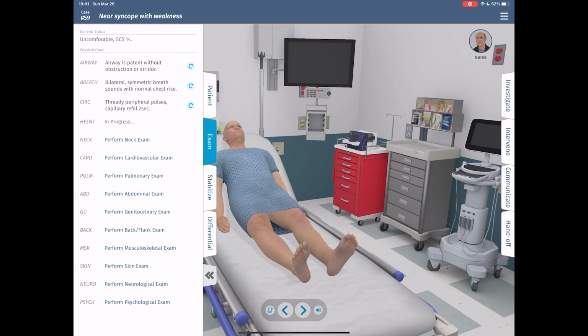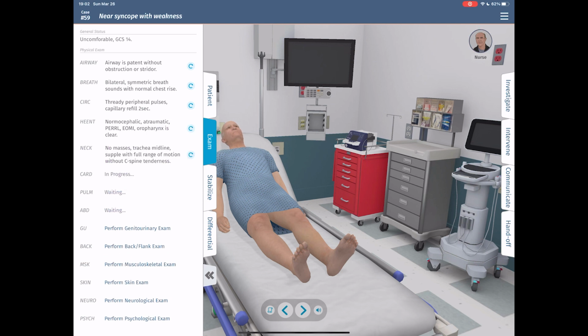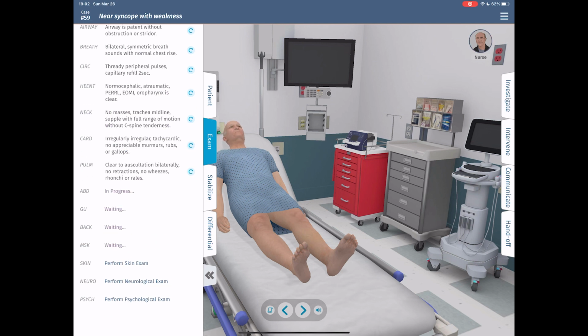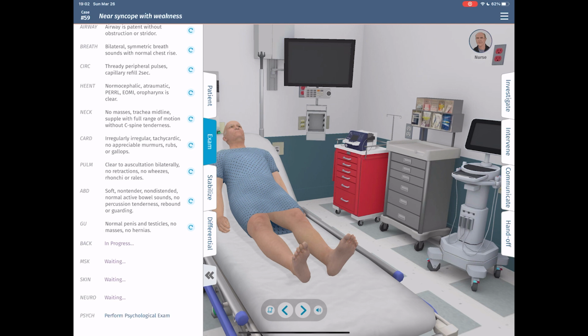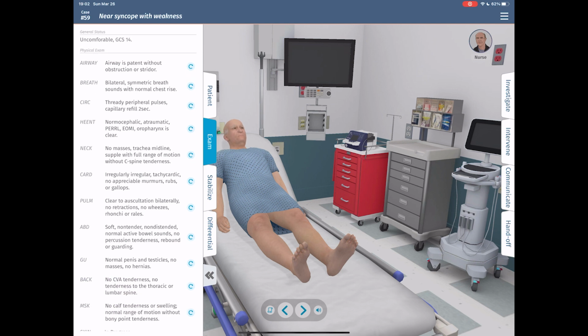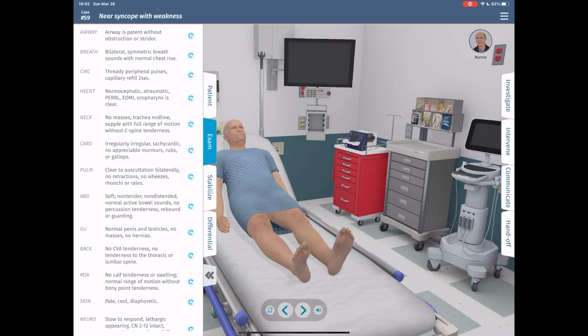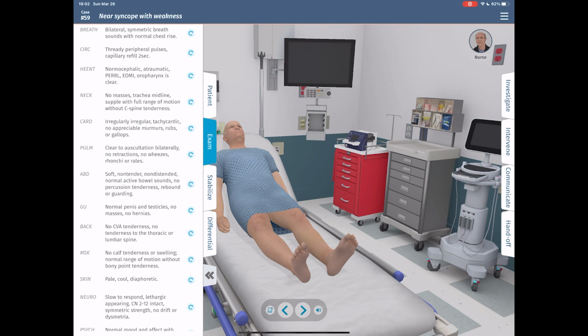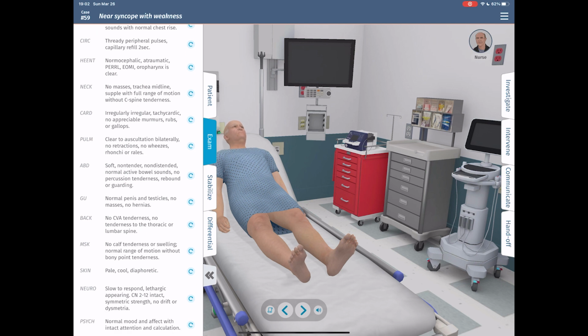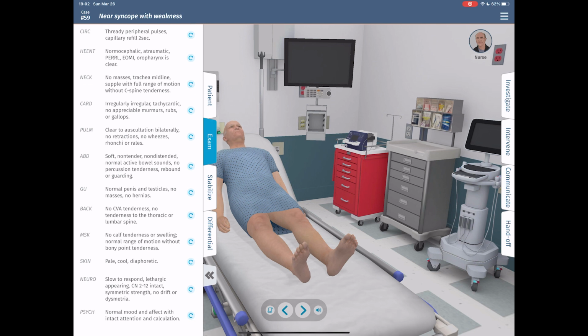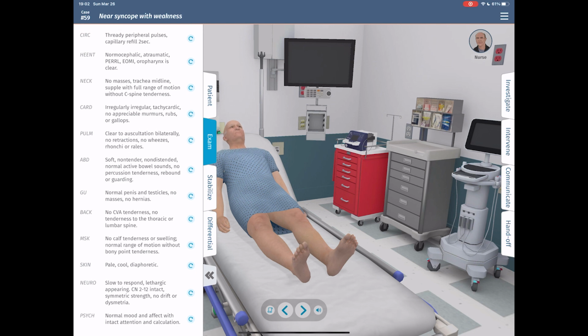But same thing again, since it's a simulation, we can go ahead and just click on down through all of these and see if there's any information that's helpful. Obviously, the GU system, as in a normal penis and testicles with no masses, that's not necessarily helpful. But we see skin is cool, pale, diaphoretic, so he's a little bit shocky. He has that hypotension, so that is something we'll have to deal with.